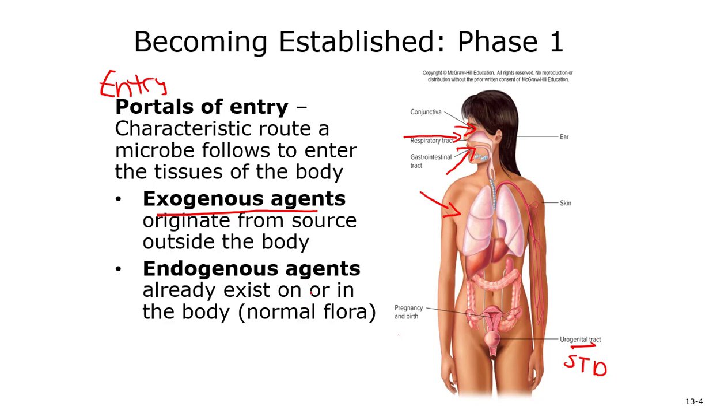The second way a pathogen could cause disease, it could be an endogenous pathogen, meaning the pathogen comes from within. How this happens is when normal flora either get into the wrong part of the body.